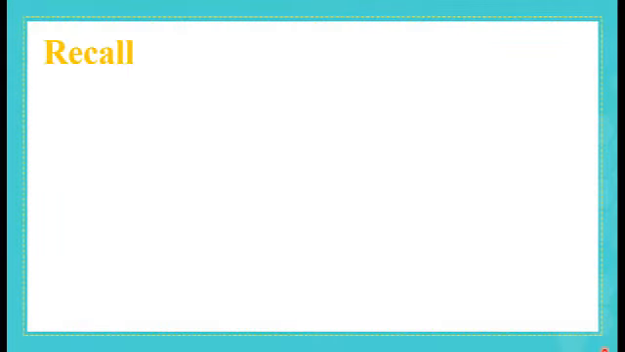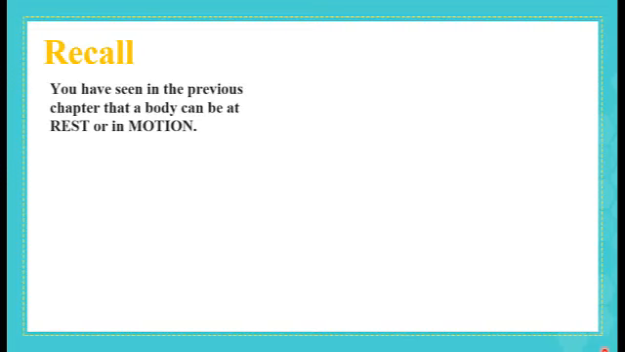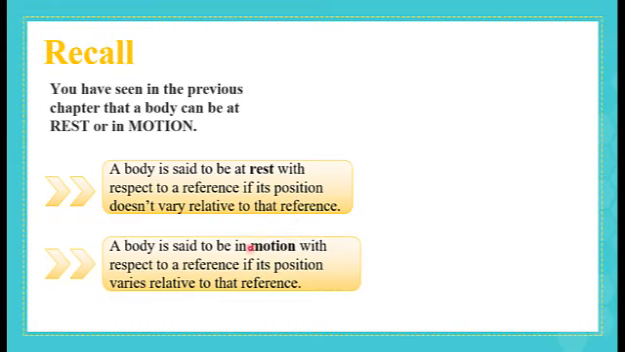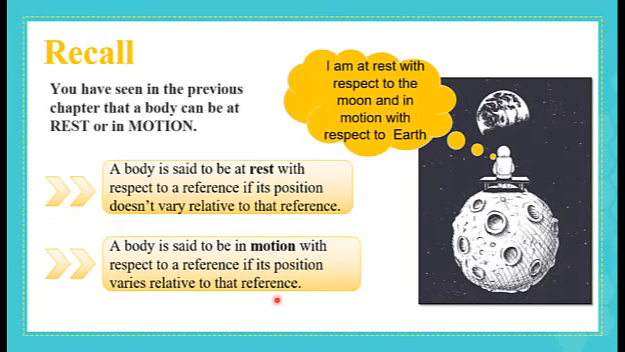Let's recall our information. You have seen in the previous chapter that a body can be at rest or in motion. What do we mean by the term at rest or in motion? A body is said to be at rest with respect to a reference if its position doesn't vary relative to that reference. And a body is said to be in motion with respect to a reference if its position varies relative to that reference. Let's take an example.